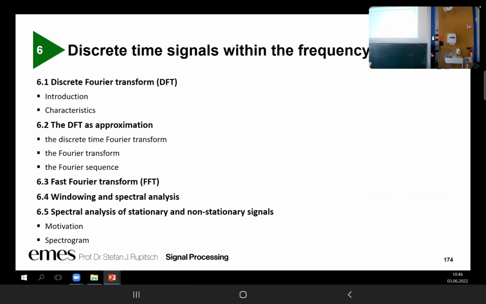We will discuss the fast Fourier transform: the idea of the fast Fourier transform, the butterfly structure, how we are able to calculate the Fourier transform in a very efficient way. And then windowing and spectral analysis for stationary and non-stationary signals.